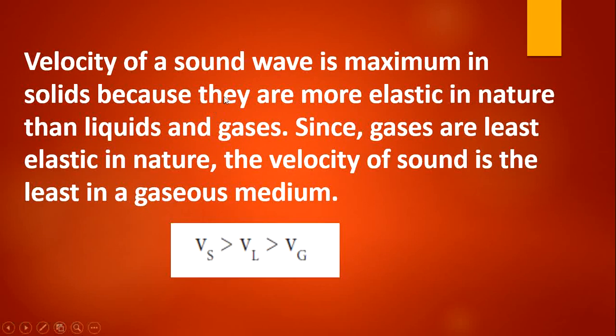Among the three media, the velocity of a sound wave is maximum in solid. What is the reason? Solids are more elastic in nature compared to liquids and gases. Gases are least elastic in nature. So the velocity of sound is least in a gaseous medium. So we can write the equation as Vs is greater than Vl, Vl is greater than Vg. That is, the velocity of sound in solid is greater than in liquid, and in liquid is greater than in gas.